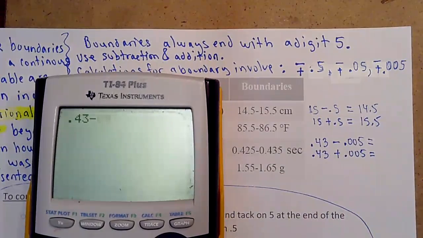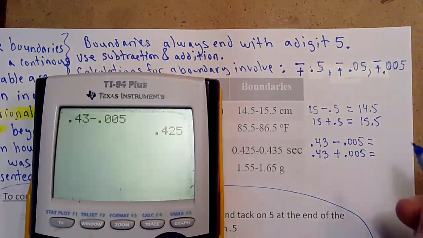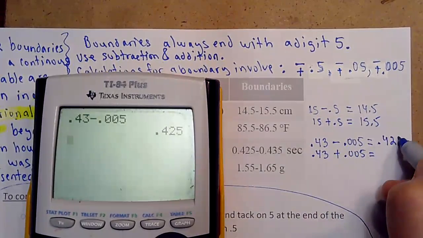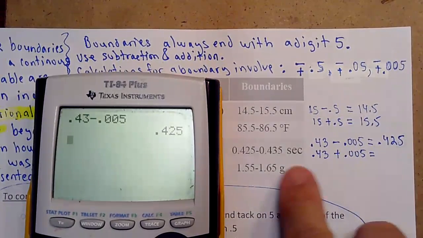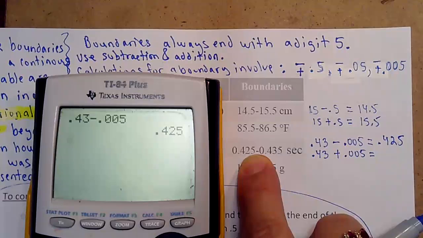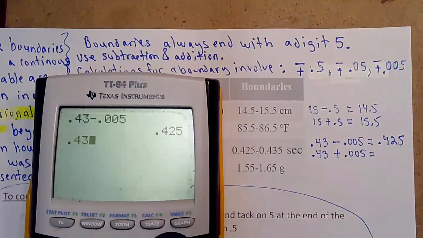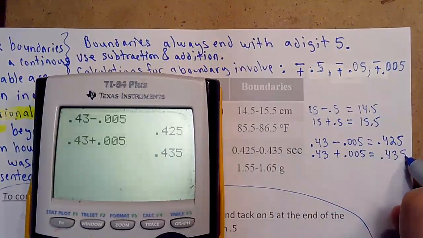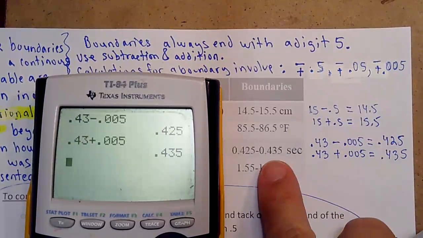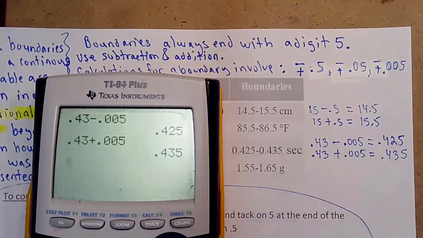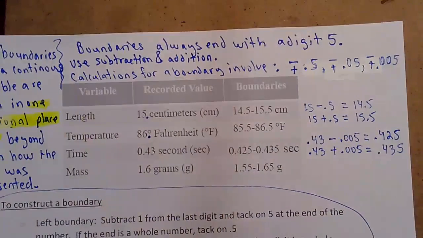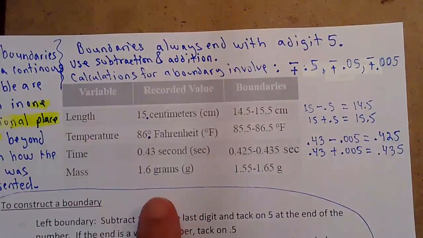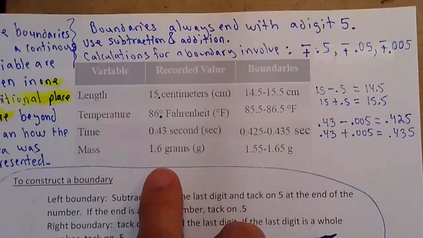0.43 minus 0.005 gives you 0.425, which matches this here. And then 0.43 plus 0.005 is 0.435. You see how that matches right there? Okay, so that's correct.